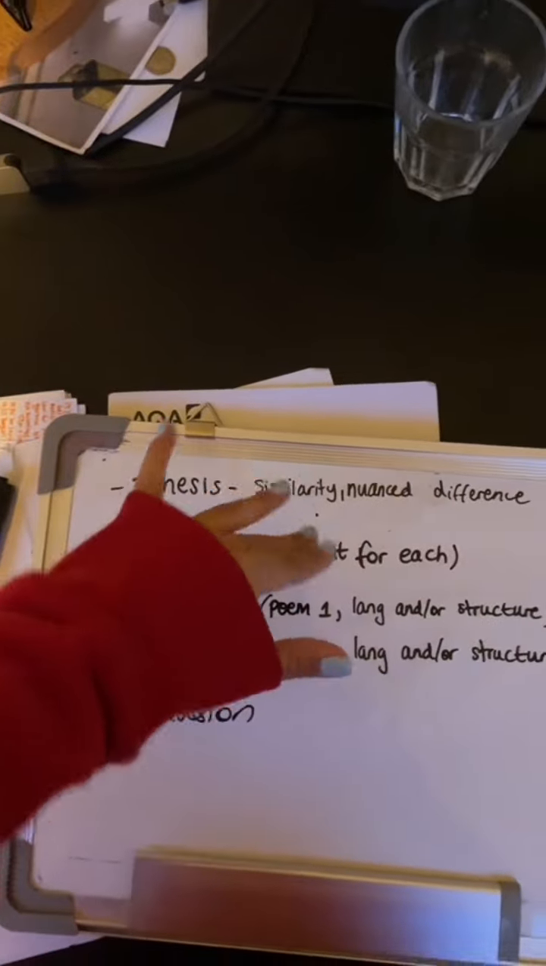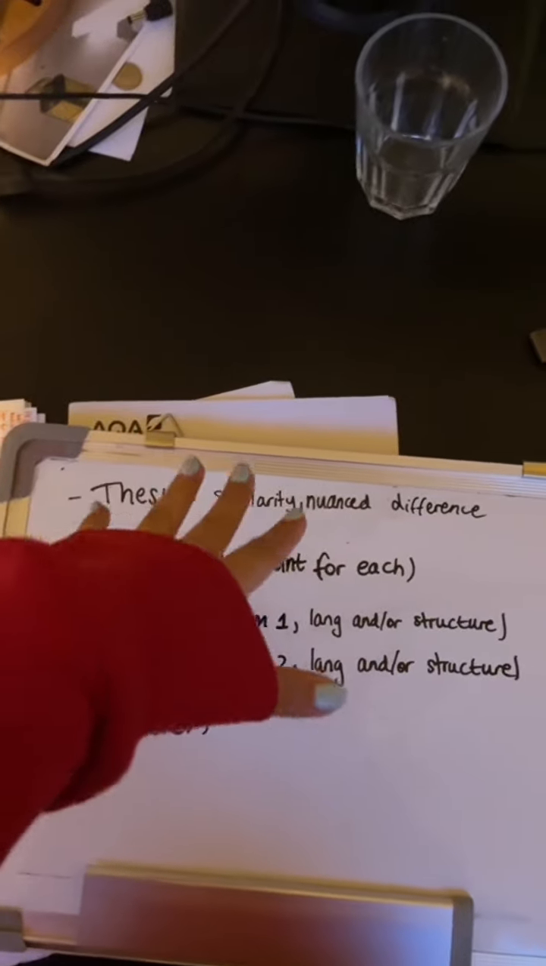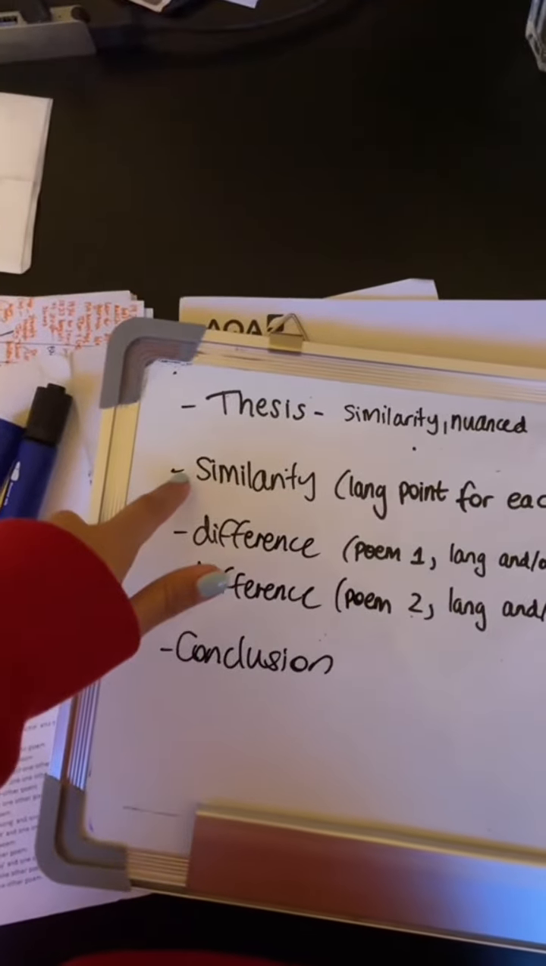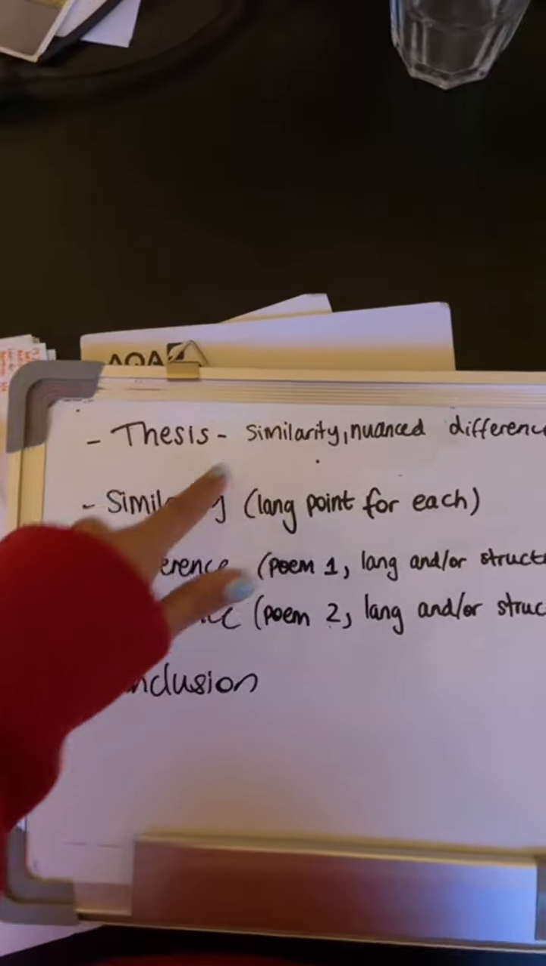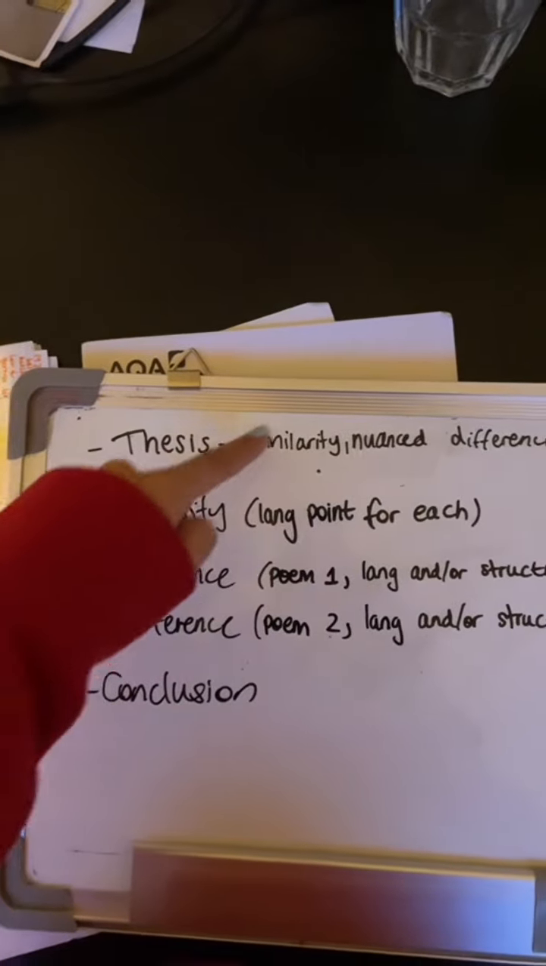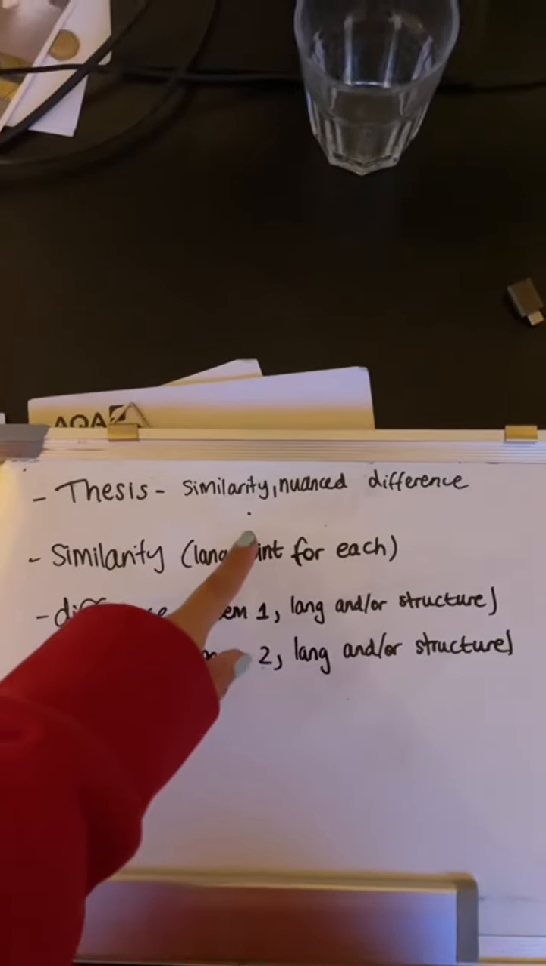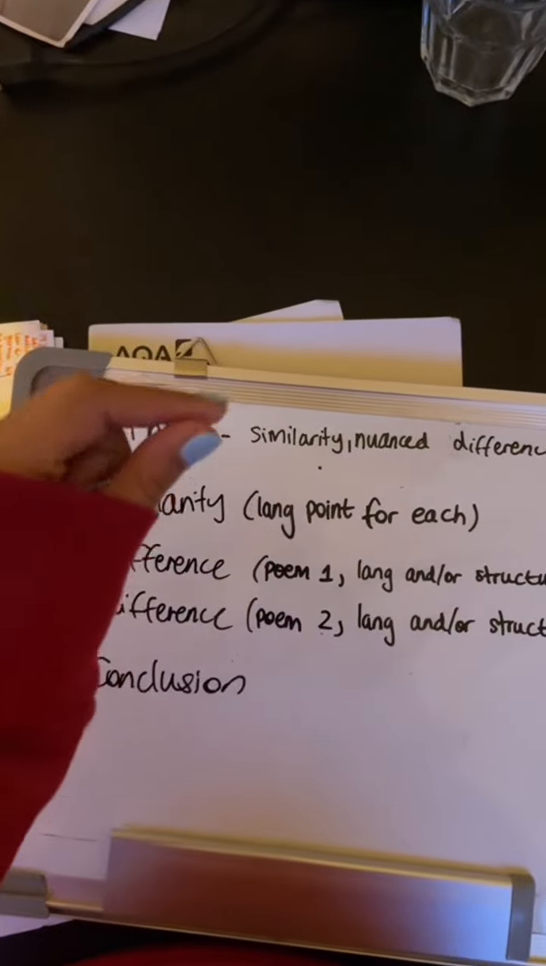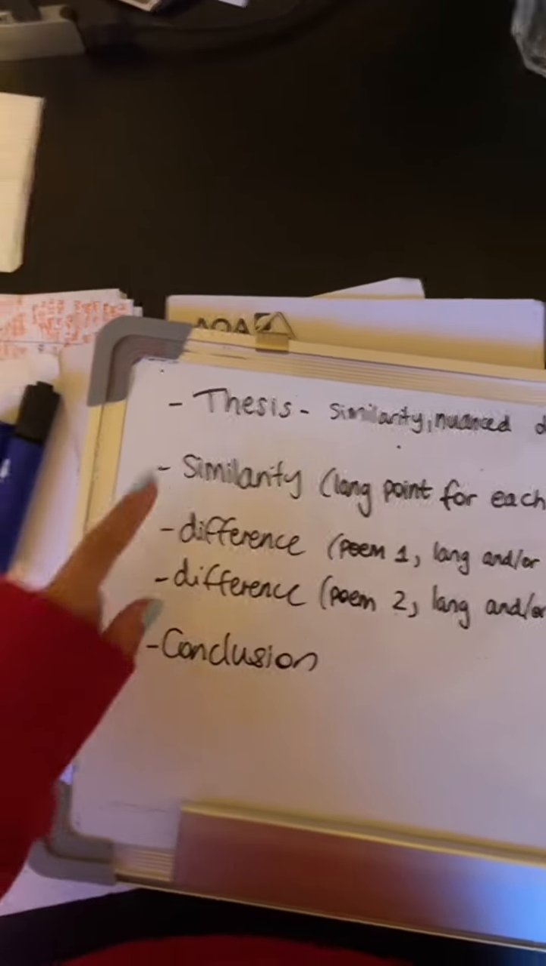So we're going to say, both poems have this, however, this poem presents it more in this way, and this poem more in this way. More on this later. Then we're going to have a big long paragraph of a similarity. So this is going to be the more vague similarity from your introduction. And you're going to make a language point about each poem, one after the other, and you're going to really, really deeply analyse your language.